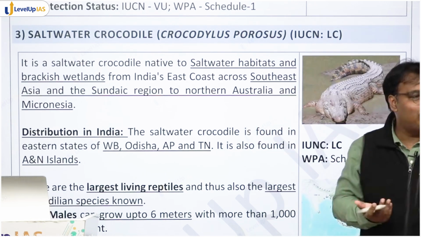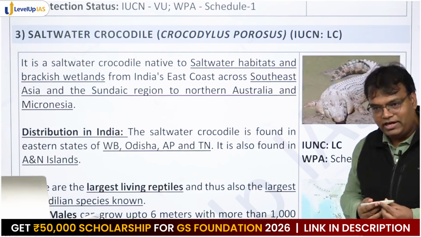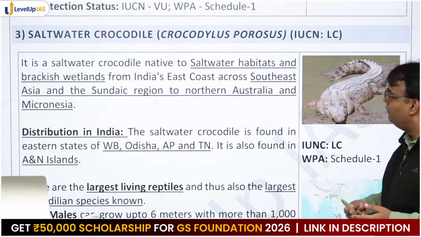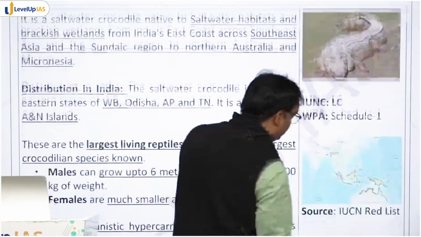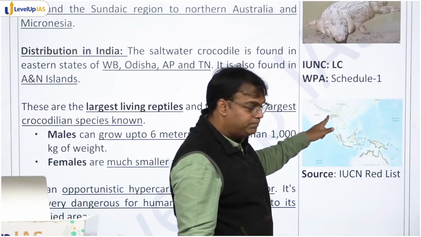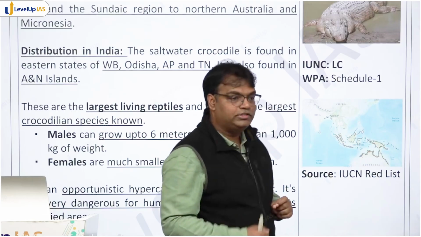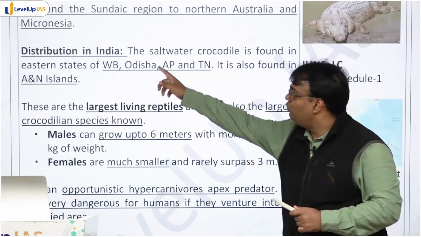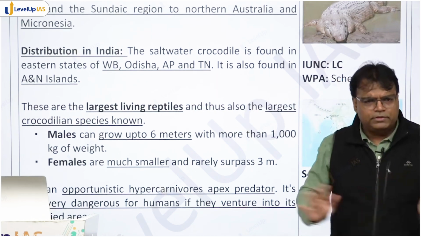So देखो salty या saltwater crocodile, because it's found in saltwater habitats and brackish wetlands also. So coastal areas में भी या coastal lakes which have brackish water, there it may be found. So India's east coast across Southeast Asia and the Sundaik region. You will see, look at this. India का east coast, Odisha में, West Bengal में, Andaman Nicobars have a lot of it, Sri Lanka has it, and throughout this region salty is found. Salty is well distributed. Okay, India में West Bengal, Odisha, some in AP, Tamil Nadu, and Andaman and Nicobar. Odisha, Andaman, Nicobar have substantial population.